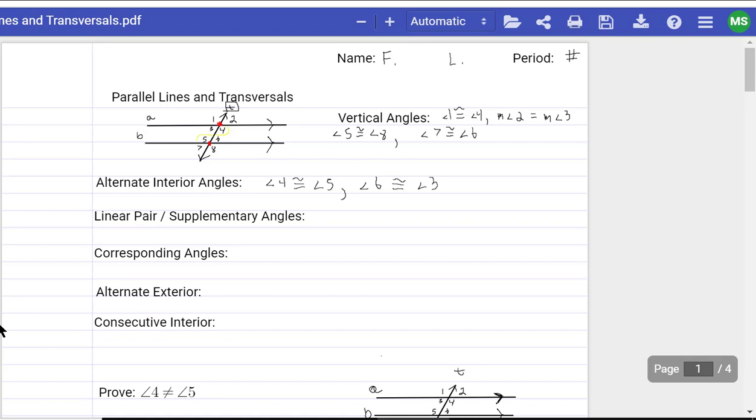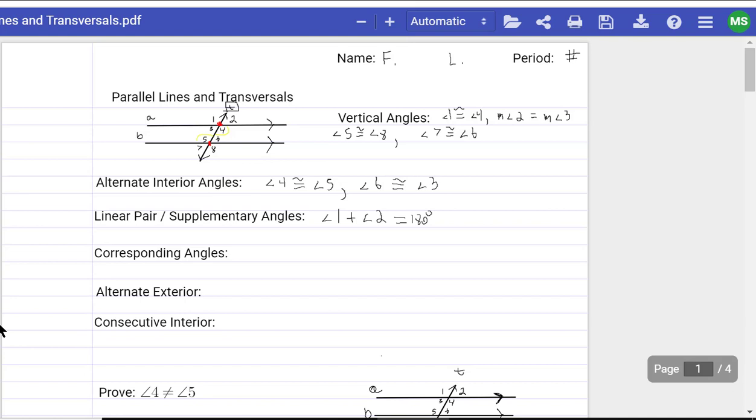Now, when we discuss linear pairs and supplementary angles, this is like the next level down. First thing you need to remember is vertical angles. After that, alternate interior angles. After that, you have to understand that a linear pair or supplementary angles are equal to 180. So the measure of angle 1 plus the measure of angle 2 is equal to 180 degrees because it makes a line.